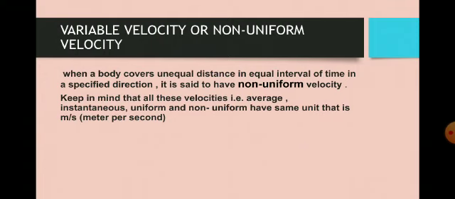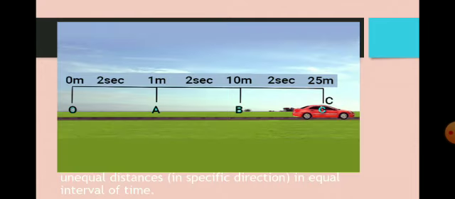Now variable velocity, or non-uniform velocity: when a body covers unequal distance in equal intervals of time in a specified direction, it is said to have non-uniform velocity. Or you can say variable velocity, which arises from the word vary, change. Keep in mind that all these velocities, that is average, instantaneous, uniform and non-uniform, have the same unit, that is meter per second, and the larger unit is kilometer per hour.